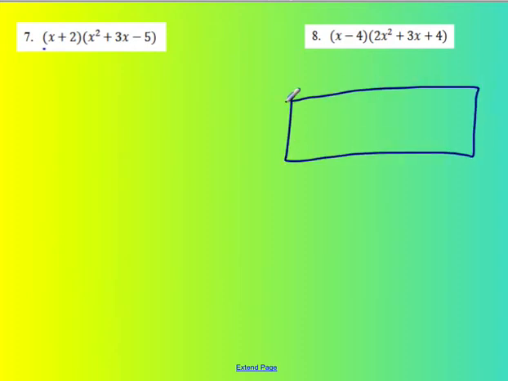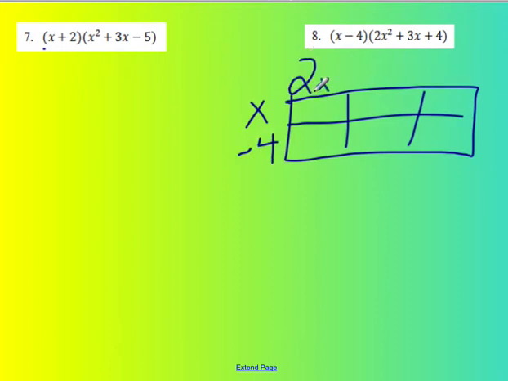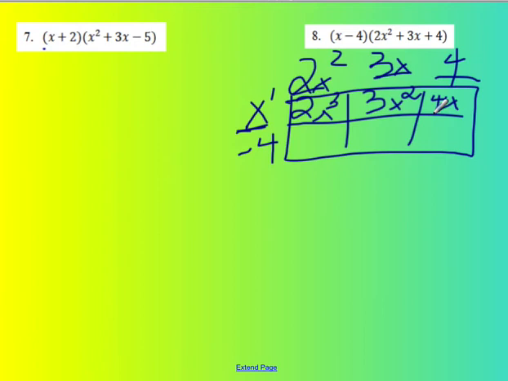So again, I'm going to create a box that's 2 by 3. X minus 4, 2x squared, 3x, and then 4. So now, x times 2x squared. This is the same as x to the first. X to the first times x squared is x cubed. X times 3x, that's going to give me 3x squared. X times 4, that's going to give me 4x.